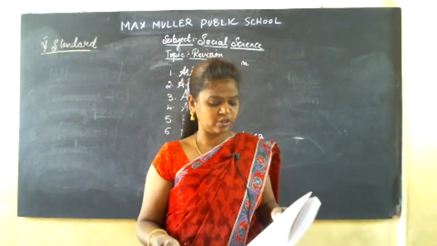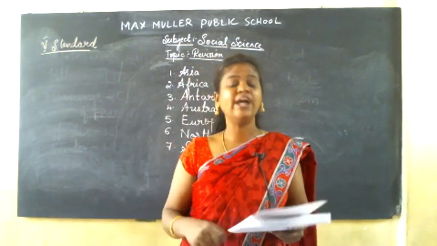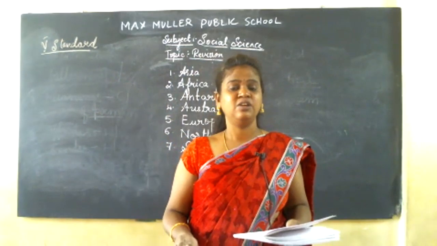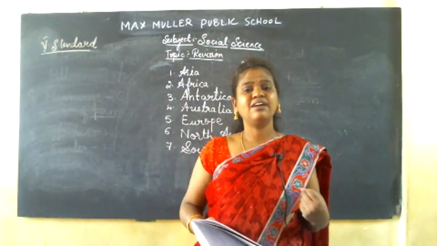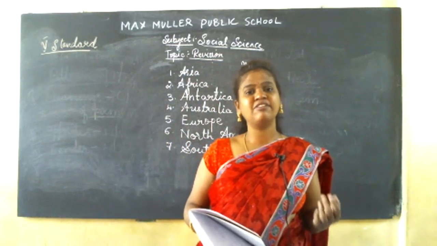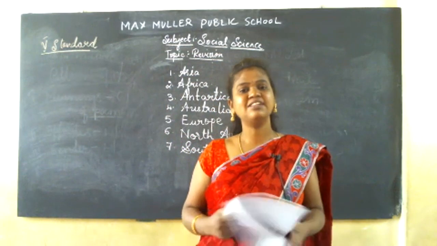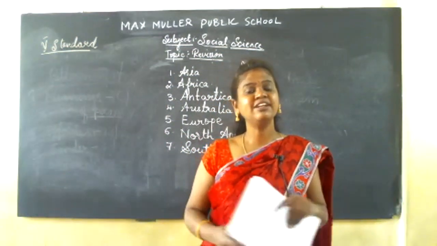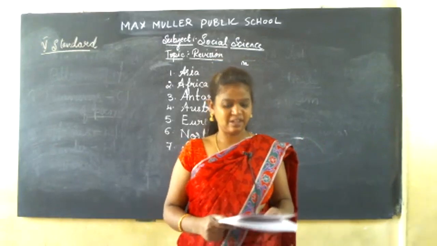Next, we will move on to the second question. What is white continent? Explain. So what is white continent? White continent is nothing but the place or the continent which is covered all throughout the year by ice and snow. And which continent is known as white continent? Antarctica is known as white continent.